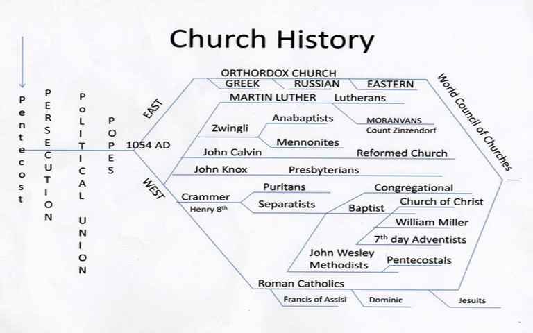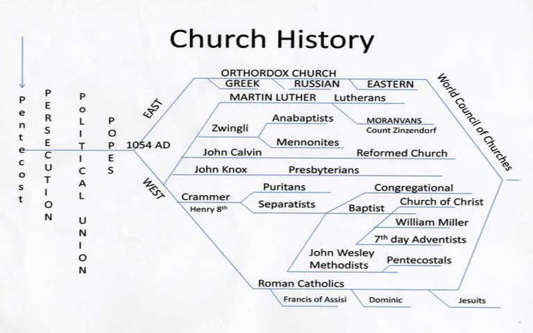From these separatists, there were several groups that formed. We have the Congregational Church. Mainly think of the Pilgrims. We have the Baptists with Roger Williams in Rhode Island. And we have split-offs from the Baptists. We have the Church of Christ.